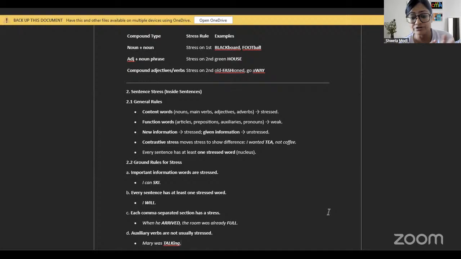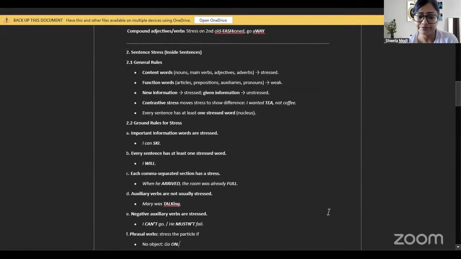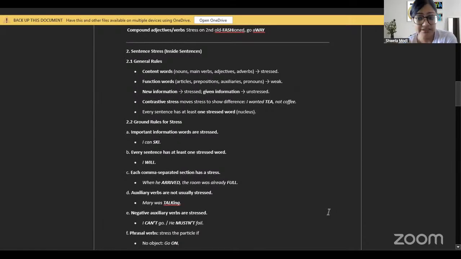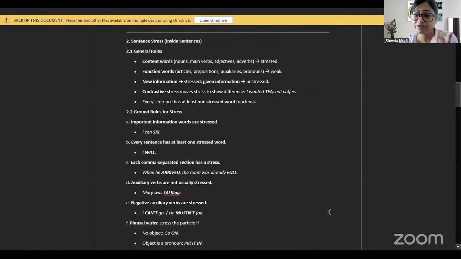Now, contrastive stress. If you have to show the contrast, I wanted tea, not coffee. So tea will be stressed. Every sentence will have at least one stressed word. So if I look at the examples, I can ski. So ski is the important information, so it is stressed. But if there is no noun or main verb or adjective or adverb, then also, because every sentence has at least one stressed word, you have to stress on one of the words at least. So in the sentence I will, we are stressing on will.